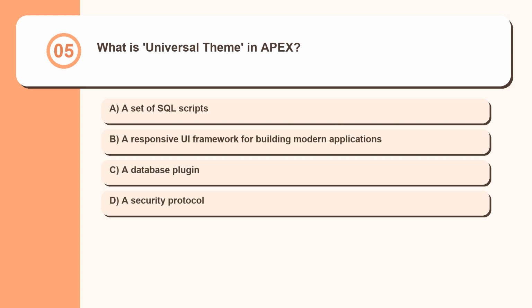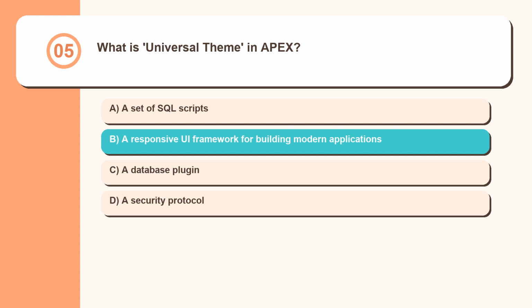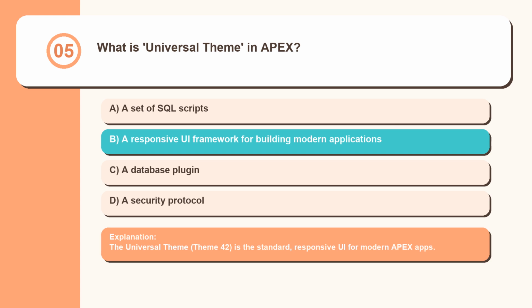Question 5. What is Universal Theme in Apex? A set of SQL scripts, a responsive UI framework for building modern applications, a database plugin, a security protocol. The Universal Theme, Theme 42, is the standard, responsive UI for modern Apex apps.